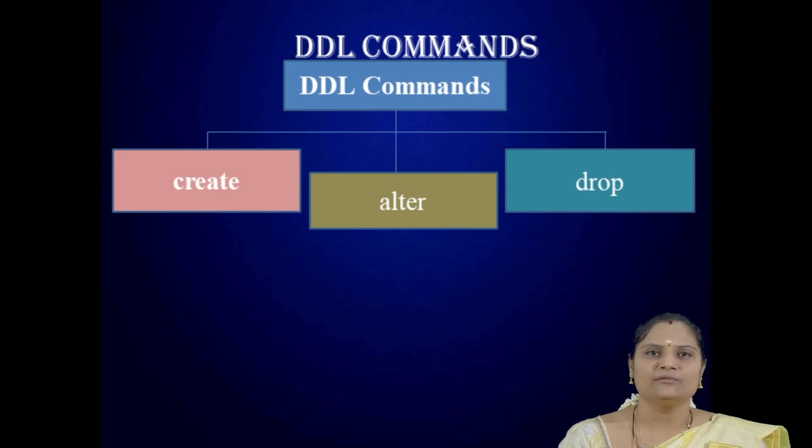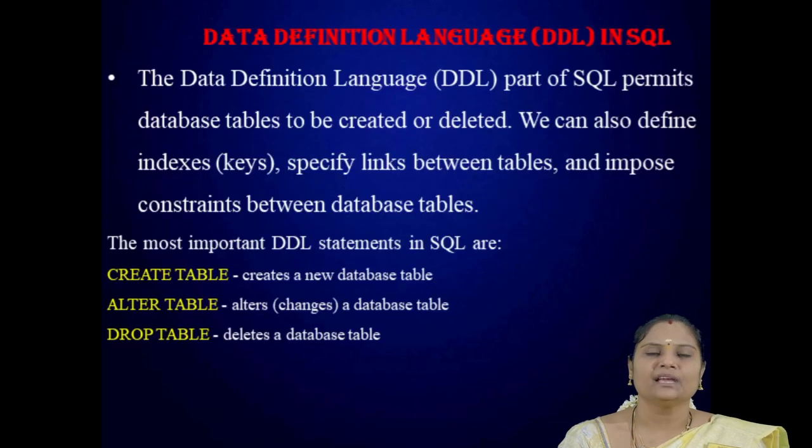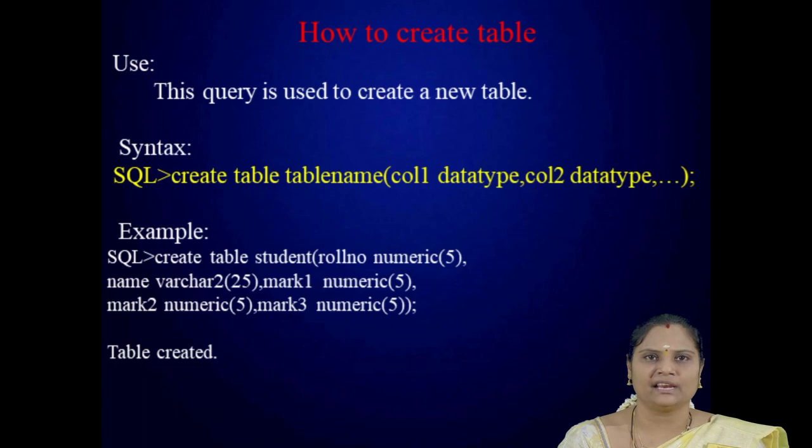In DDL we have create, alter and drop commands. DDL is used to create and delete tables in the database. In this we have three queries: create, alter, drop. First we discuss about create. Create query is used to create new table. For this we write the query as create table, table name along with the columns and its data types.